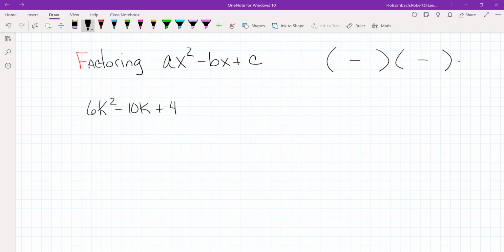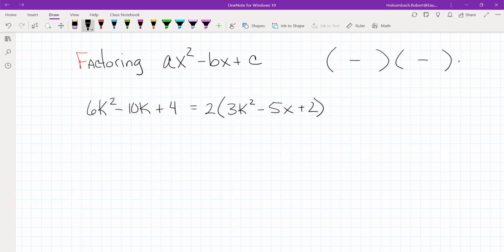Okay, now, if you see a problem like this, and in this case, everything in this problem is even. So if everything in the problem is even, you can pull a factor out in your first step. So all of these coefficients are divisible by 2. So the first thing I'm going to do is pull out a 2. And when I pull this 2 out, I divide it back into each term. So I get a 3k squared minus 5k plus 2.